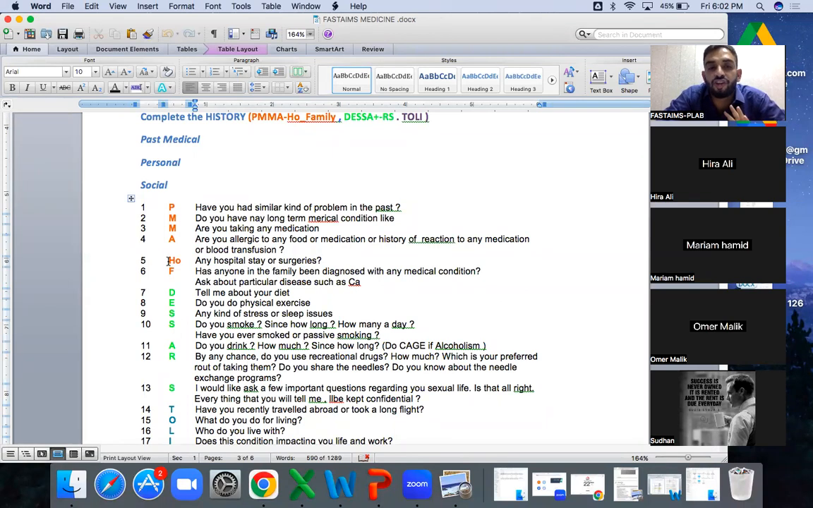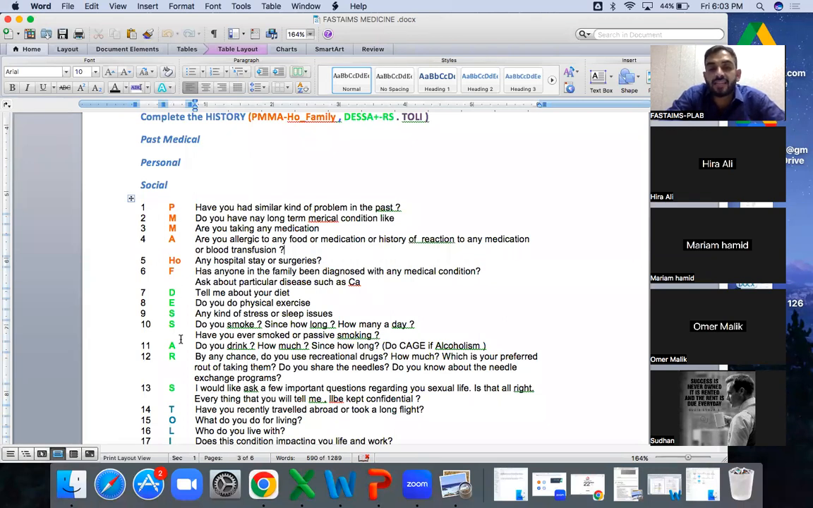Any hospital stay or surgery. H is for hospital stay, O is for operation. How will you ask this? Any hospital stay or surgery. Then any family history. Has anyone in your family been diagnosed with any medical condition? And then you will ask a particular question as well, like any heart condition, any cancer condition. So we have completed the past medical history till now. Sometimes you ask very relevant questions. No irrelevant question needs to be asked in this part. Only the relevant things. For example, if the patient has MI, you will ask all these questions.